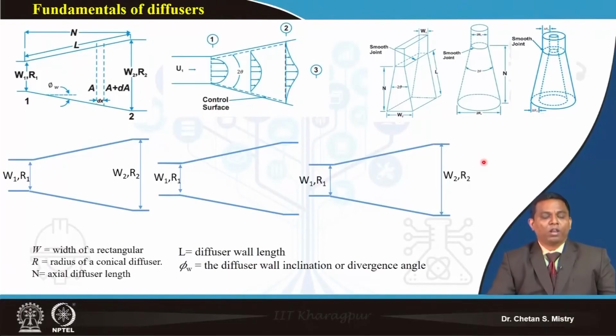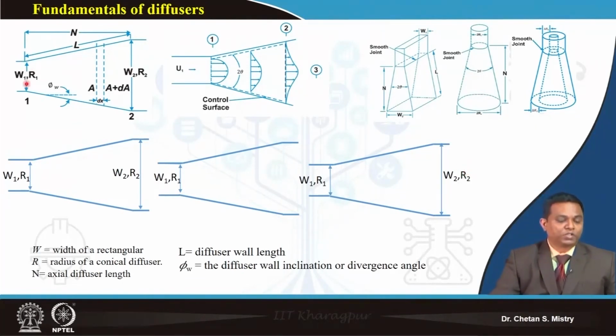Now let's try to understand the application of what we are learning here. We have one diffusing passage, one of the diffusers, which may be of rectangular shape or circular shape. That is why the dimensional geometry is W1 and R1. It will have a certain length, which represents the length of my diffuser. This is my exit dimension, which may be R2 or W2.